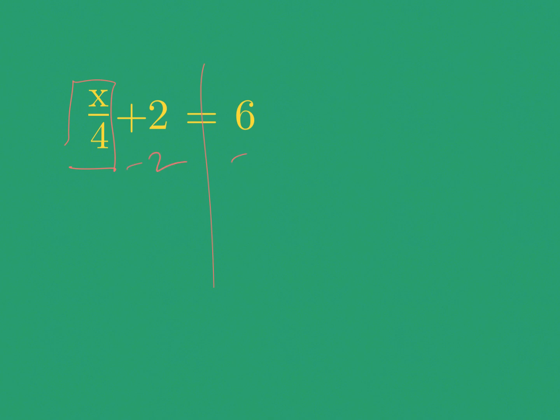We subtract 2 from both sides. Positive 2 minus 2 goes away. You are left with x over 4 equals, and then what is 6 minus 2? 4. Isolate the variable term first. We got rid of a positive 2 by subtracting 2 from both sides. Here's what we have left: x over 4 equals 4. Everybody okay with that? Now, what's going on between the x and the 4?